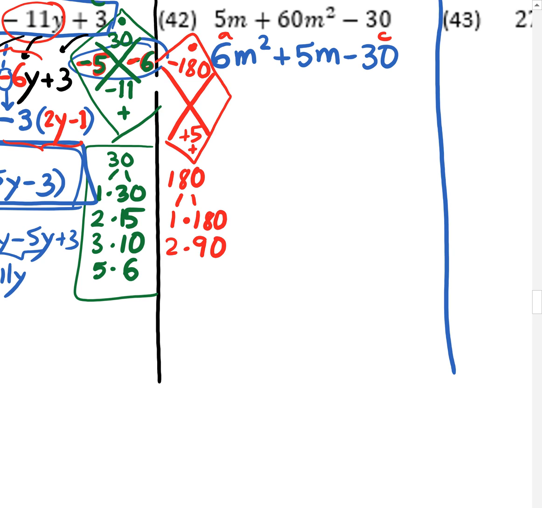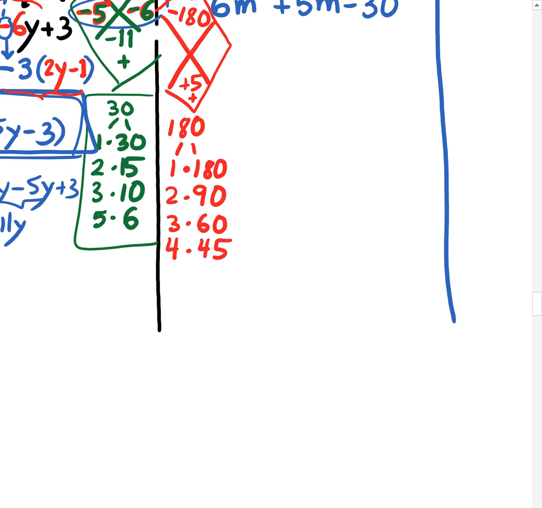Does 3 go into 180? Yes, 60 times. Those are still too far apart. How about 4? 4 into 180 is 45. Still too far apart. Does 5 go into 180? Yes, 36 times. Those are still too far apart. 6 goes into, oh my gosh, everything goes into 180, huh? 6 goes into 180 30 times. Still too far apart.